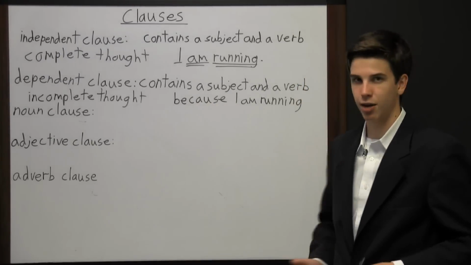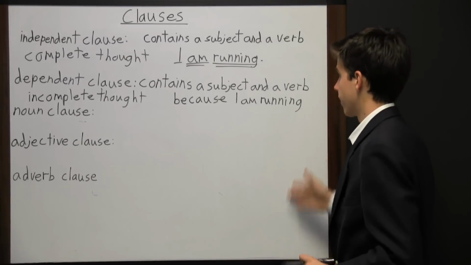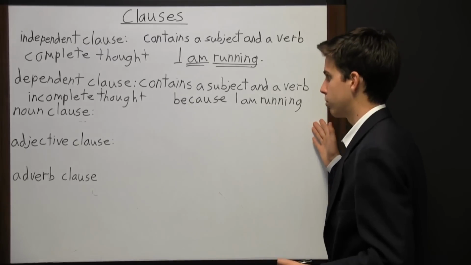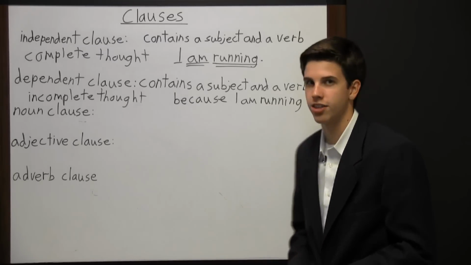You can't just say because I am running. You need something to go with it, like because I am running, I can't come to the meeting. And so that would be a complete sentence. So that's what a dependent clause is.